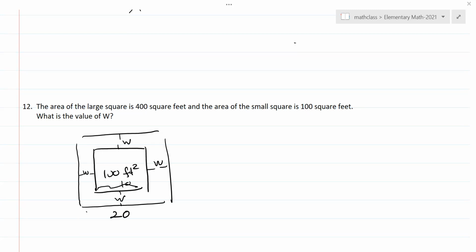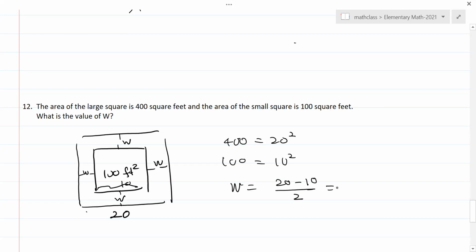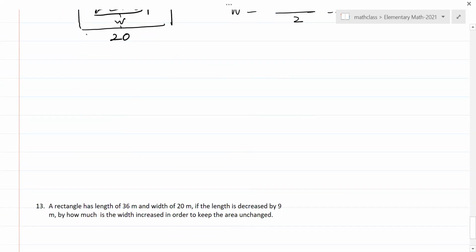Okay, you already know the side, this side, 20, because 400 is 20 squared. And the inner one, 100 is 10 squared. So you can figure out the side length of the inner square and the side length of the outer square. Okay, so the W is going to be 20 minus 10. I think you have to divide by 2, right? 20 minus 10 divided by 2, which is going to be 5, not 4. Yeah, 5. Okay, so you get 5.